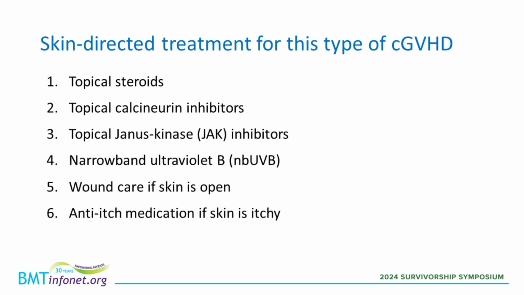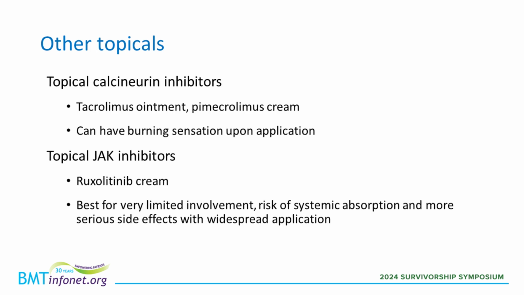When we have epidermal chronic graft-versus-host disease, the skin-directed treatments are very similar to acute graft-versus-host disease. When we can reach things in the top layer of the skin, it's similar to the treatment that we do for acute. That means, again, topical steroids, which we just went over, topical calcineurin inhibitors, the JAK inhibitors, narrowband UVB, and pulling in our tenets of wound care and itch care for when those symptoms are present.